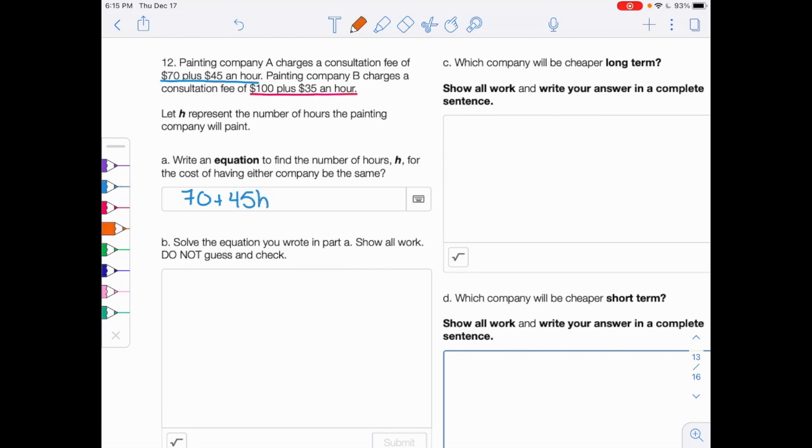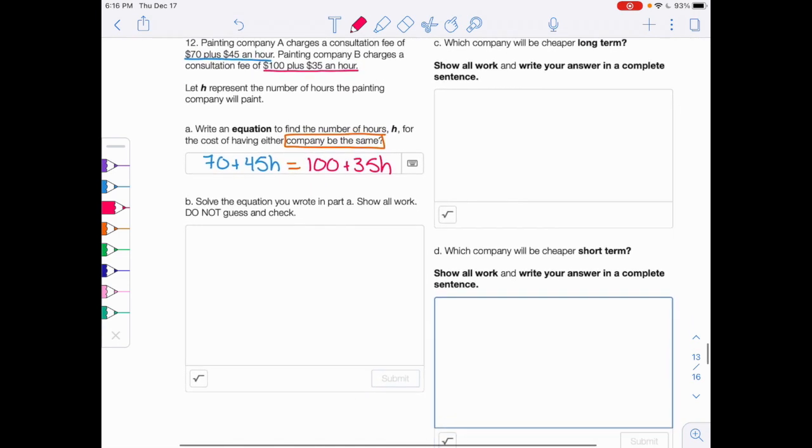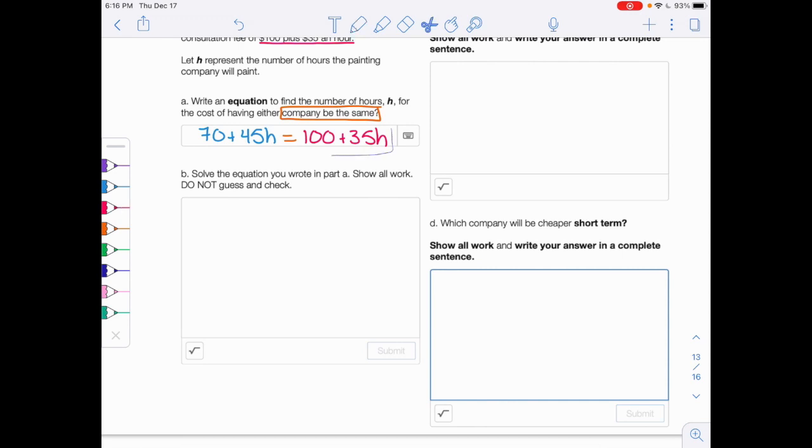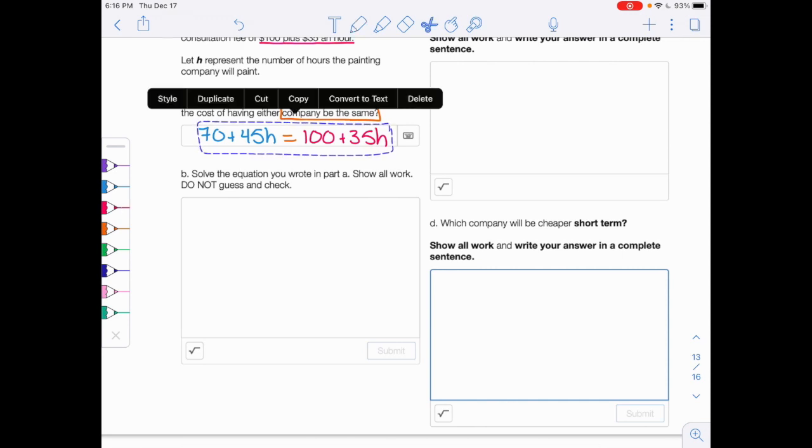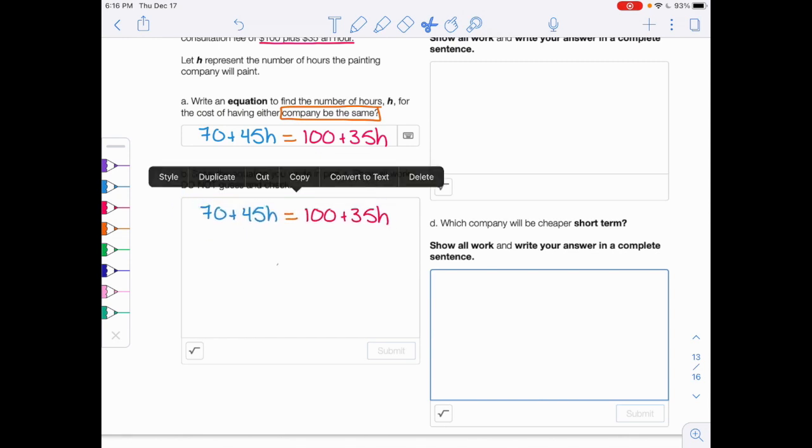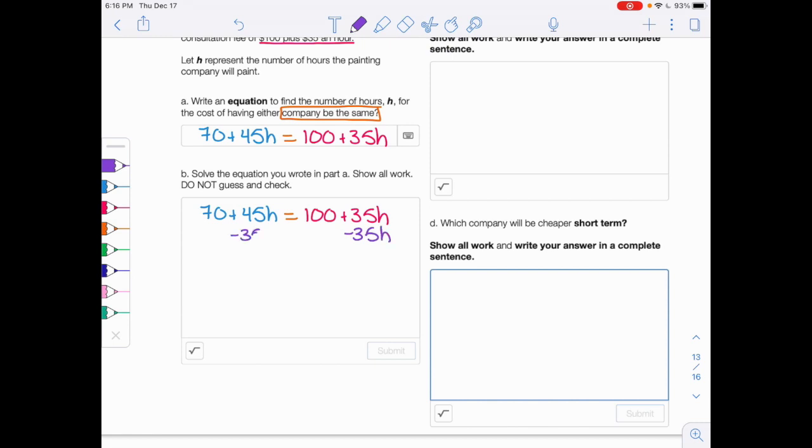And it wants to know here when they're going to be the same, they're going to have the same cost. So that's going to equal the cost of 100 plus 35H, right? I want to know when they're the same. The same means equal. I can then solve this equation for H. So I'm going to subtract 35H. 70 plus 10H equals 100. Oops, it's not 15, it's 10.